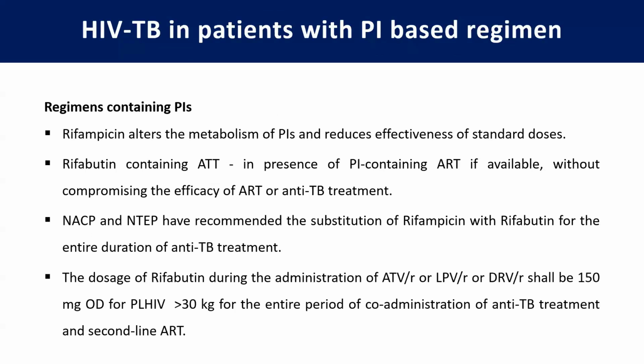Coming to HIV-TB in patients with PI-based regimen. Ideally, it is recommended that we give rifabutin for patients who are on PI-based regimens, either atazanavir, lopinavir or darunavir. Rifabutin in the dosage of 150 mg OD has to be given for a patient with weight more than 30 kg. Next slide.